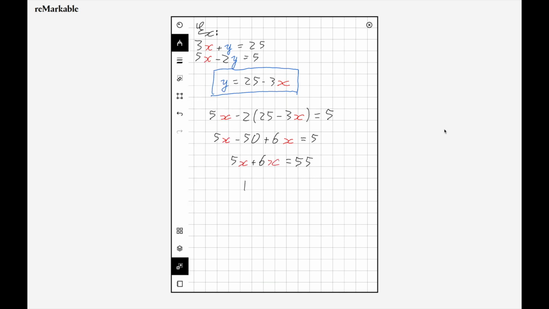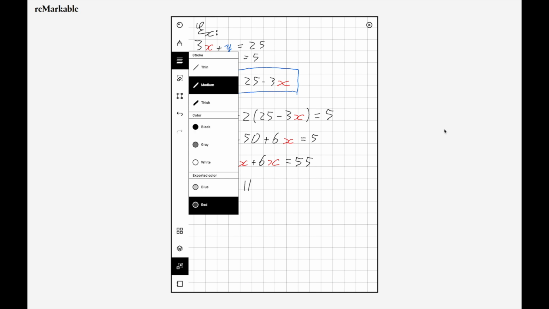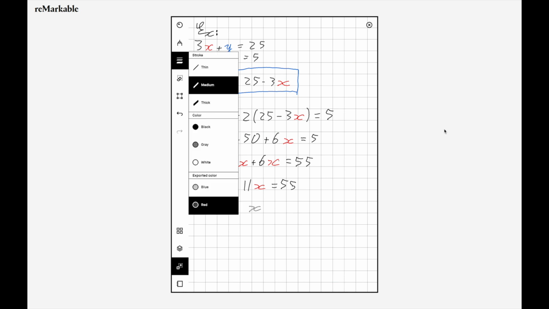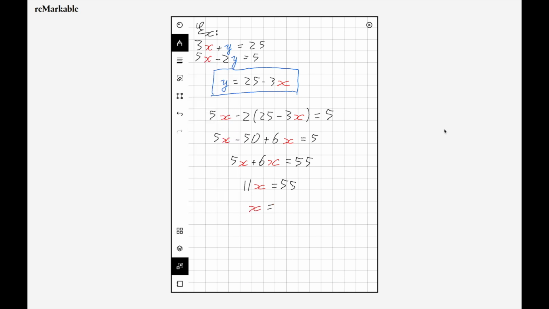Now 5 plus 6 is 11. So 11x is equal to 55. We divide by 11 on both sides, and we get that x is equal to, not 55, x is equal to 5. And this is our answer for x.